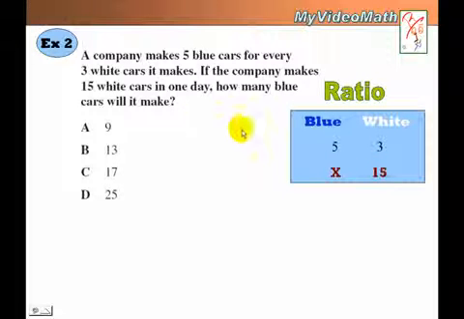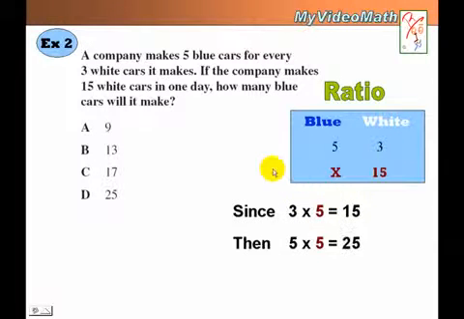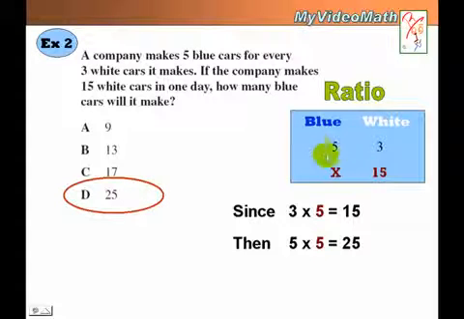It looks like it's a ratio problem. For every 5 blue cards, for every 3 white cards. Now we have 15 white cards. How many blue cards? So 3 goes into 15 5 times. That means there are 5 groups of 3 white cards. And then for each group, I have 5 blue cards. So 5 times 5 equals 25. That will be the answer.